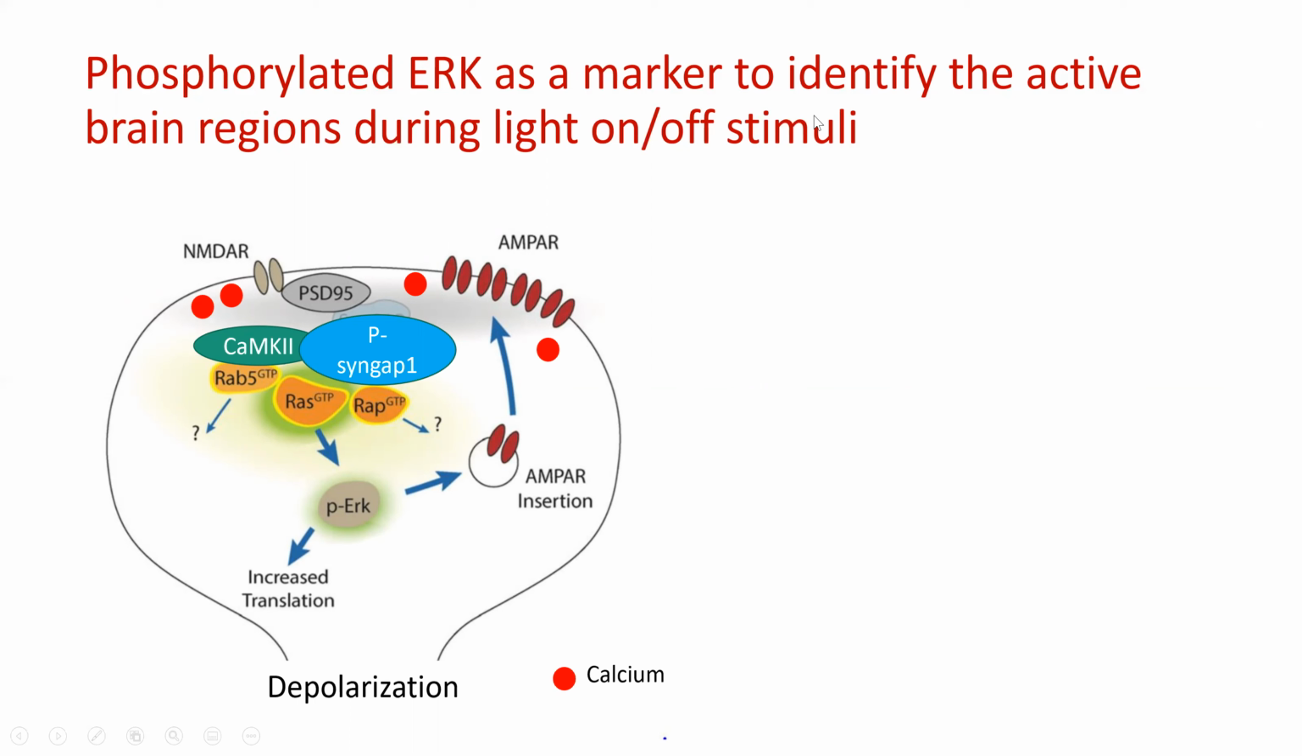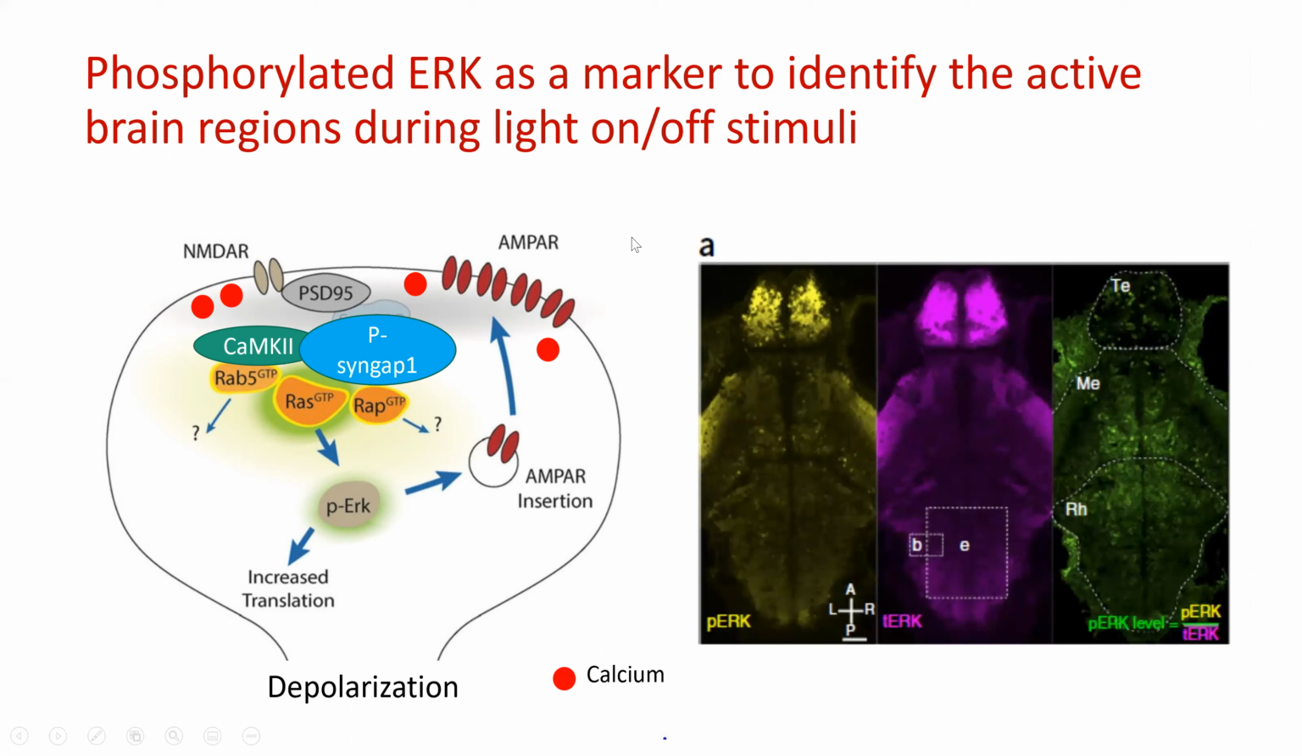Okay, given that the ERK pathway is downstream of SYNGAP1, I would expect to see increased phosphorylated ERK in heterozygous mutant larvae compared to wild type larvae. So this is what it's going to look like. We will stain for p-ERK activity after exposing them to a stimulus, and then we will also stain for total ERK, and then we will normalize p-ERK to total ERK, to get the regions that are significantly different in the presence of a stimulus.